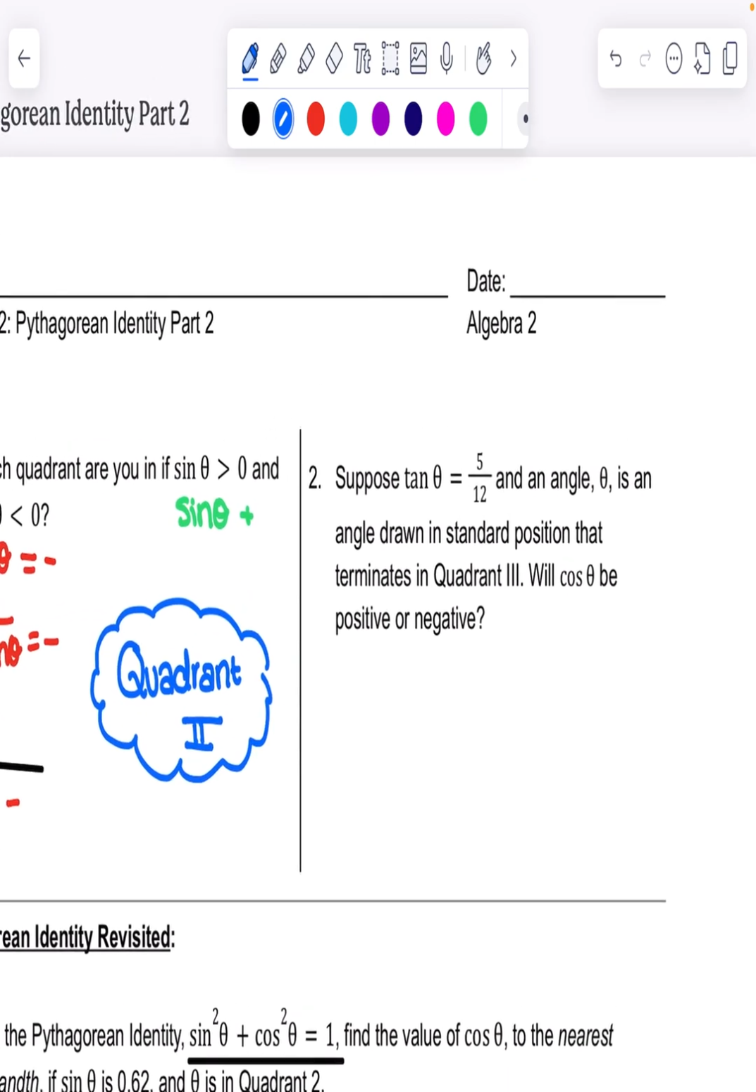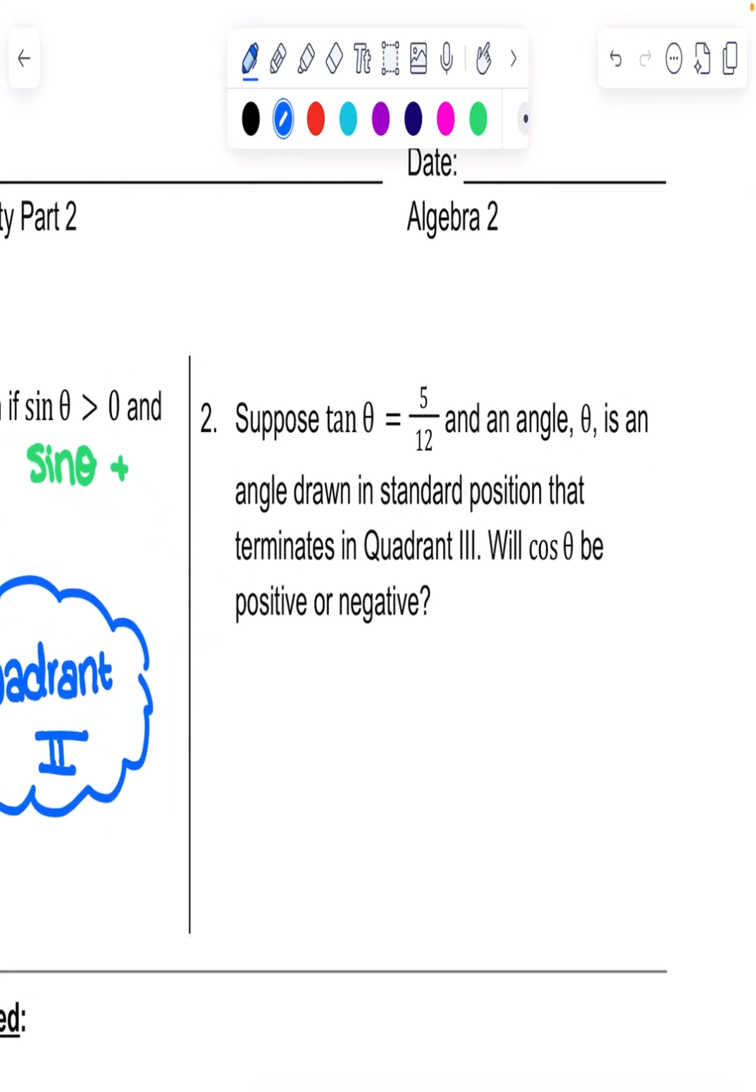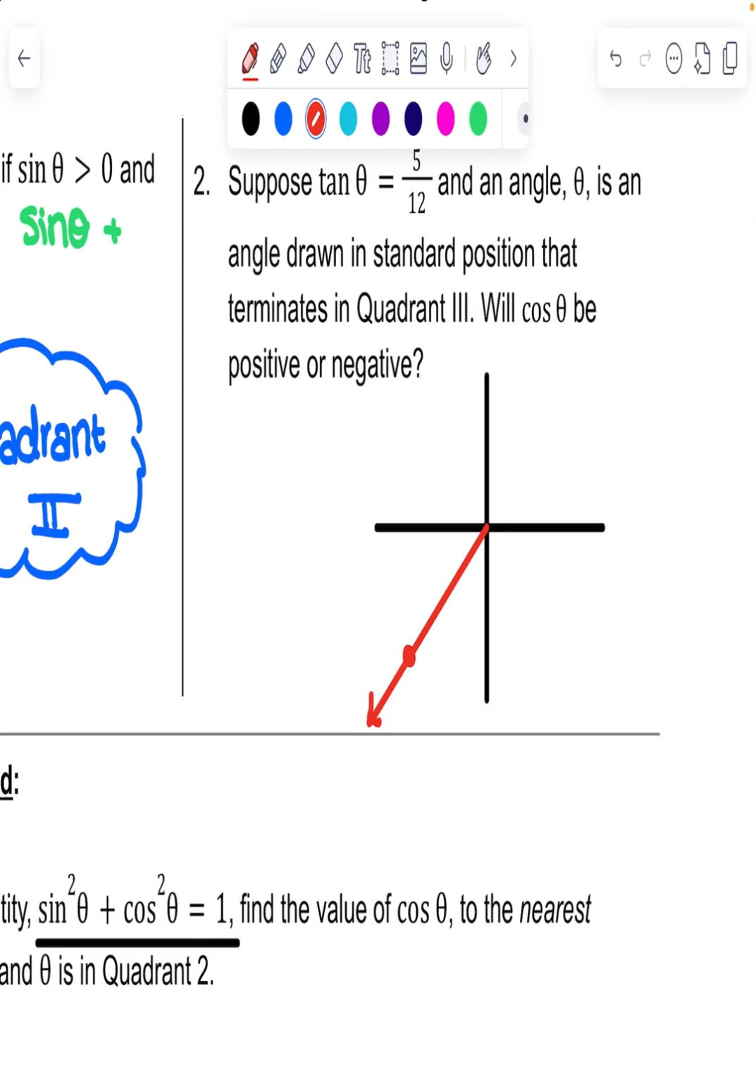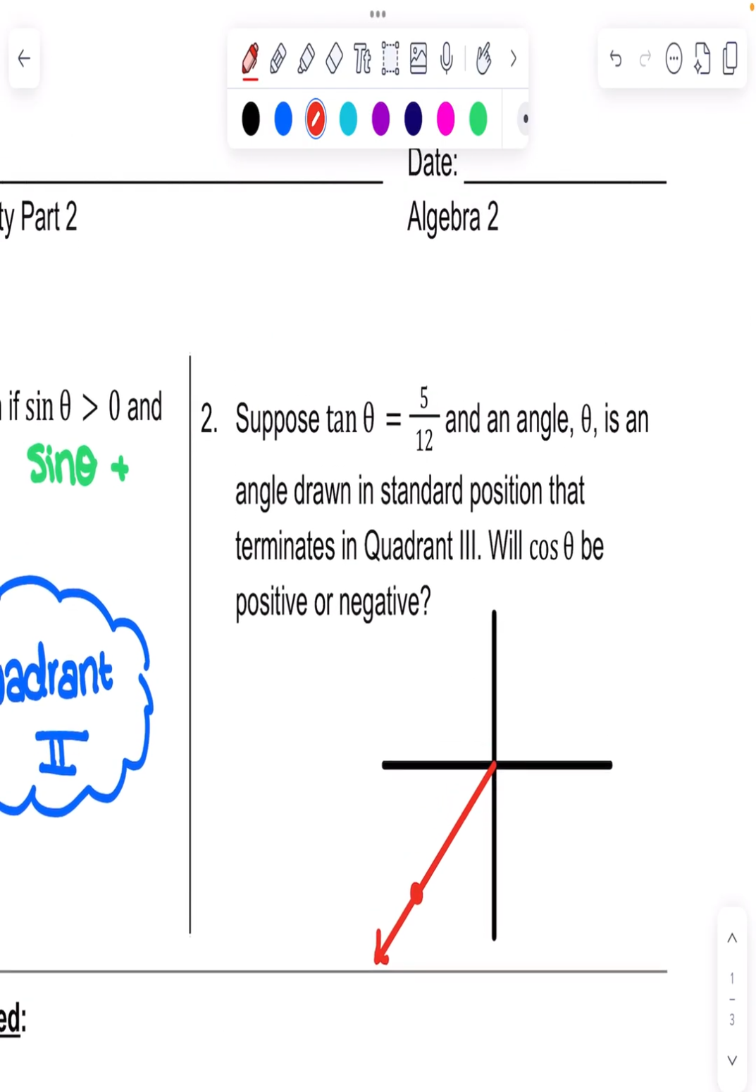Awesome. Now for question 2, it says, suppose tan of theta equals 5 over 12, and an angle theta is an angle drawn in standard position that terminates in quadrant 3. Will cosine of theta be positive or negative? So, first, we're going to draw a little picture. So let's pretend we're in quadrant 3. Right? There's our ray. Let's say the point was right there. The tangent of that point is 5 over 12.